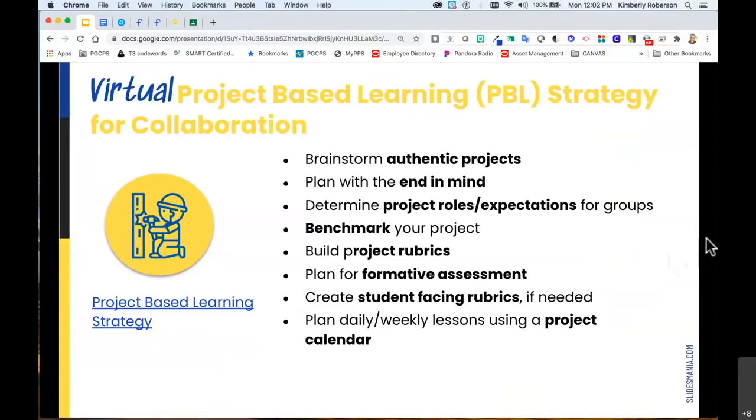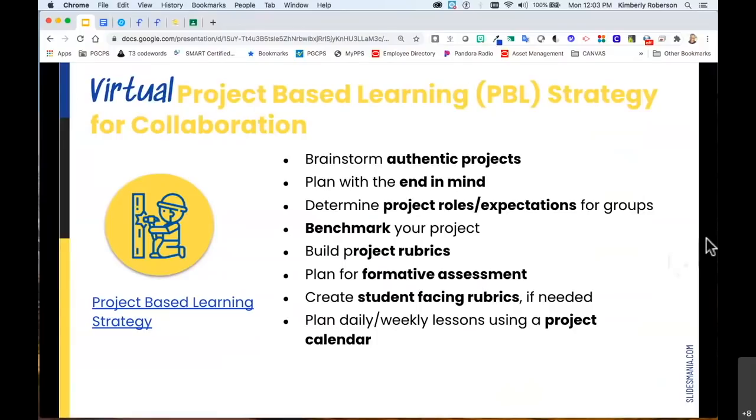It includes different levels or domains, for example, Bloom's taxonomy, and be specific in your rubric criteria. Plan for formative assessments. Once the project is complete, which elements of the project indicate mastery of the standards provided in your curriculum and content? Create student-facing rubrics if needed. Younger students may need simplified versions of the rubric or rubrics to help them with self-assessment.